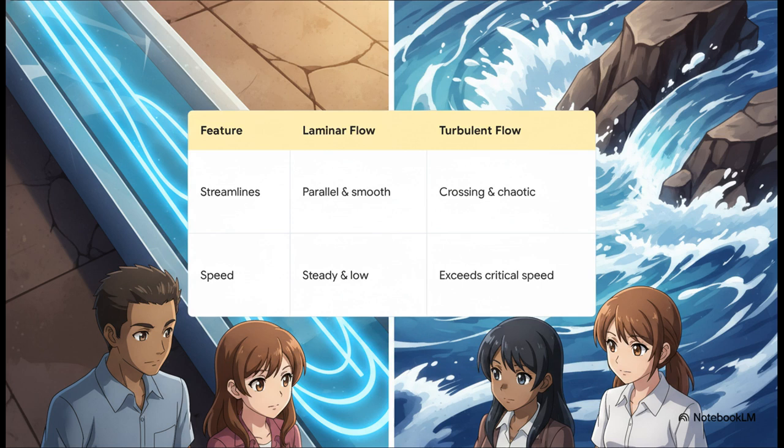In laminar flow, you'll see perfectly parallel streamlines, and the fluid layers slide past each other at a steady speed. But throw a rock into a stream, or just push a fluid past its critical speed, and boom, you trigger a transition to turbulent flow. The visual indicators immediately switch to crossing streamlines and whitewater whirlpools. As an engineer, that is a totally different design challenge.